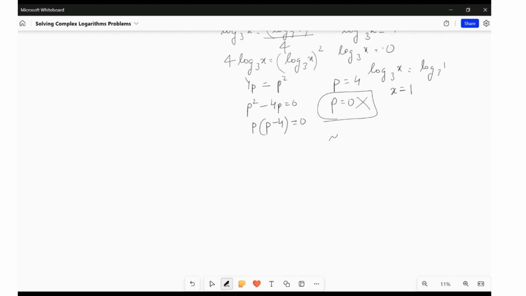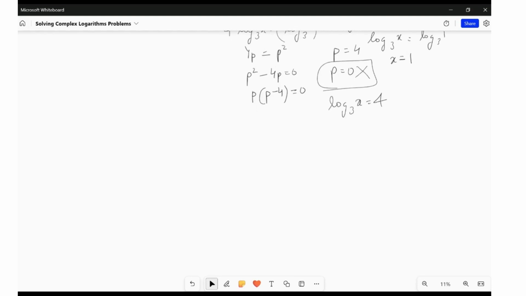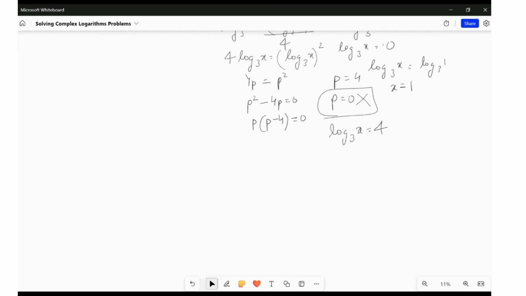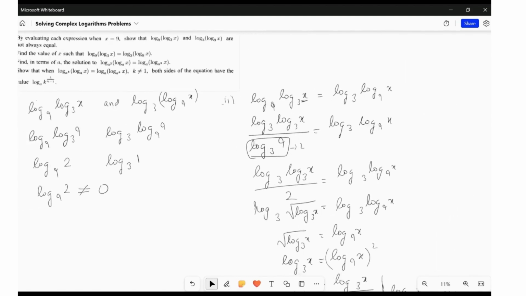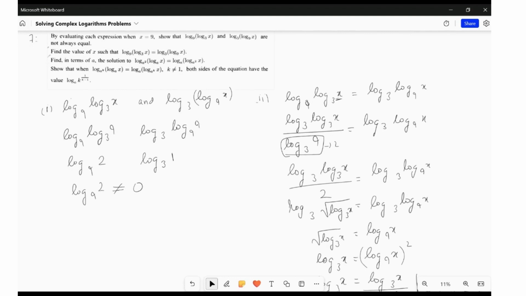And if we put log x base 3 as 4, the answer comes out to be x is equal to 3 power 4, which is nothing but x is 81. So now you've understood the logic of why we didn't take x as 1 after solving the value p as 0. So the answer for this is 3 power 4, which is equal to 81.